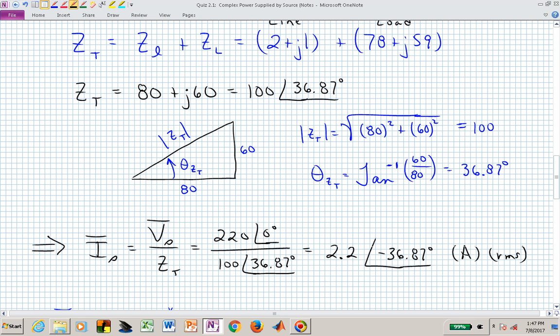We now have a voltage phasor of 220 at an angle of 0 and a total impedance of 100 at an angle of 36.87. And because we represented the impedance in polar form, it allows us to compute this rather easily, because now we just have to divide the magnitudes and subtract the angles. So the current supplied by the source is now 2.2 amps, and that's an RMS value or magnitude, at an angle of minus 36.87 degrees.